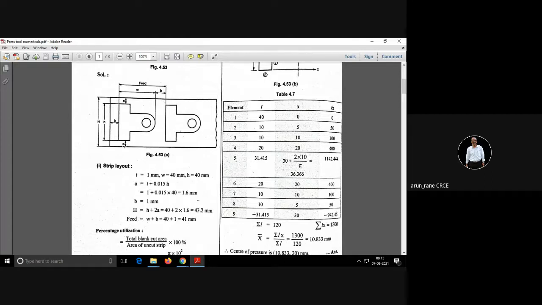Now let us see how to model these dimensions. A, that is the side thickness, is given as t plus 0.015 times h, where h is the width of this component and t is the thickness of the strip. Now t is given as 1 mm, w is given as 40 mm, and small h is also given as 40 mm. So A will be equal to 1.6 mm, that is 1 plus 0.015 into 40.